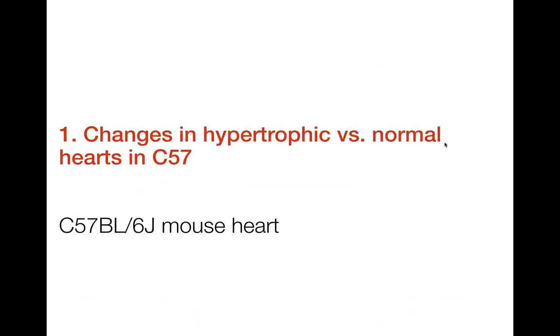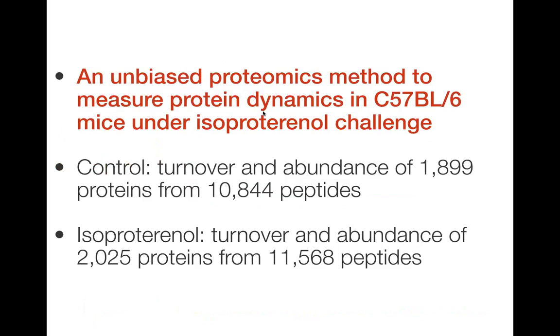So I'm going to quickly show some of the results from the data set from ProTurn's analysis. The first part is, how does protein turnover rate change in normal and hypertrophic hearts in one of the 6 strains, C57. In total, we acquired the turnover rates and abundance of around 2,000 proteins from C57, from around 11,000 peptide time series in the control heart, and around the same number in the hypertrophic heart after the drug stimulation.